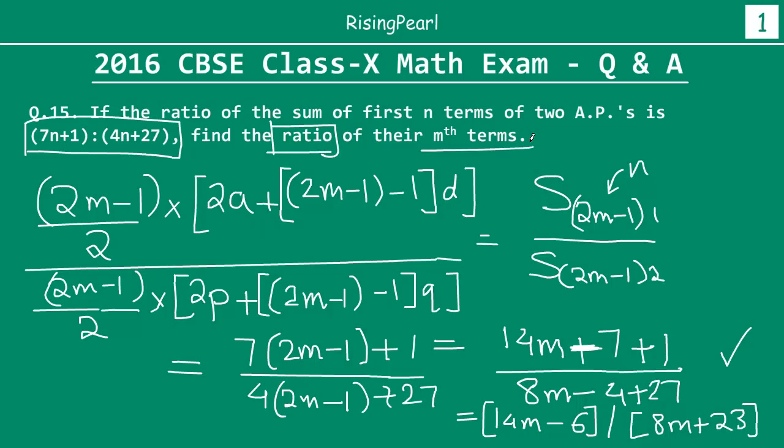So friends, this is how we solve question number 15, and as you can see, it was not as straightforward as we would have expected. We really had to use some imagination and relate the mth terms to the sum of 2m minus 1 terms, and then use the ratio which is given to find the actual ratio of the mth terms of the two arithmetic progressions.